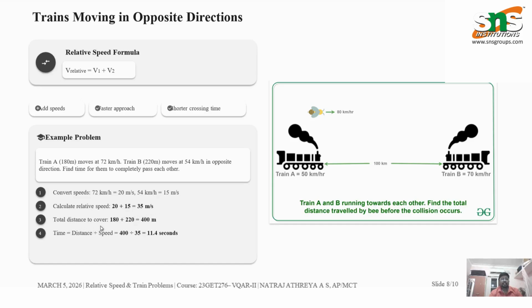Total distance to cover is 180 plus 220, which gives us 400 meters. So time is equal to distance divided by speed. That gives us 400 divided by 35, which gives us 11.4 seconds. So it takes 11.4 seconds to completely pass each other.